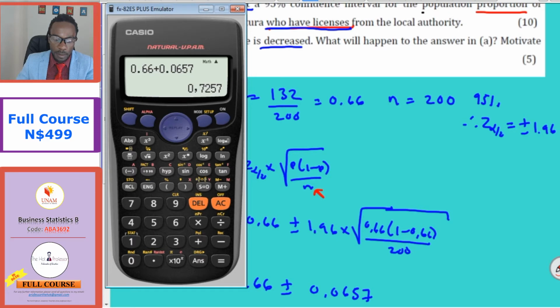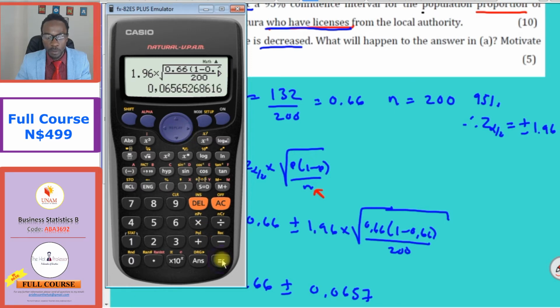All right, so it's much easier if we just illustrate on a calculator, right? So let's put in the information that we had at first. So our information at first was 0.66 times 1 minus 0.66, right? And then our n at that time was 200, right? Also, we can just put our 1.96 outside so that we get our final answer already. So anyway, as you can see now, we have 0.068, 0.065.